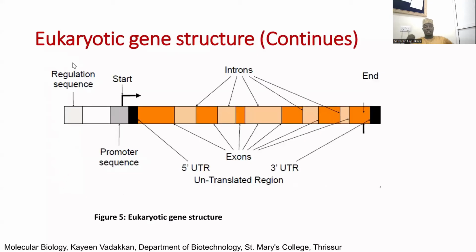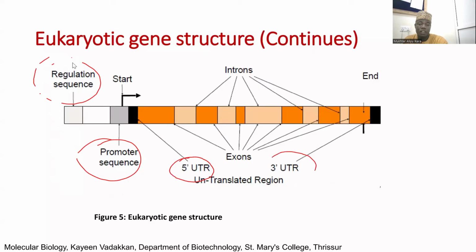So this is the eukaryotic gene structure. We have the regulatory region, the regulatory sequence, and then we have the promoter sequence, and then the 5' untranslated region. We also have the 3' untranslated region, and of course we have exons and introns. So you see, these are our exons, and these are our introns.